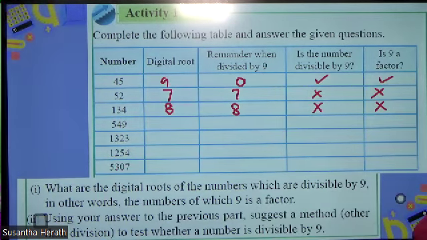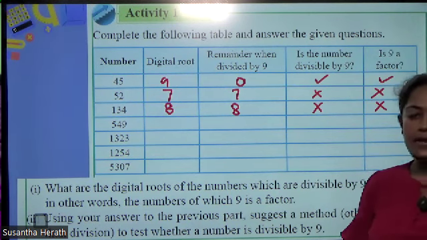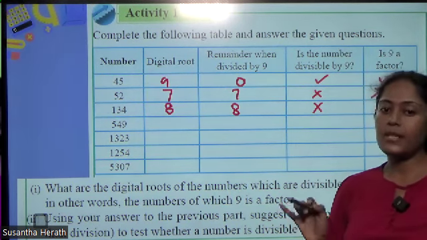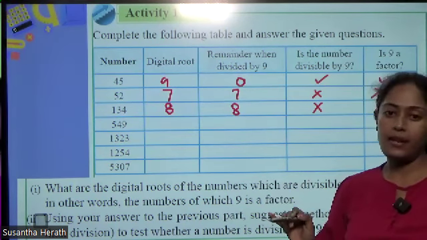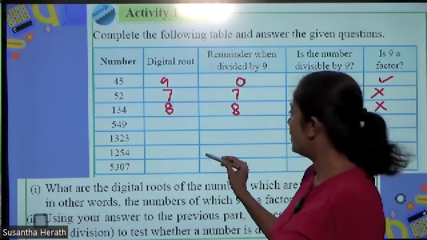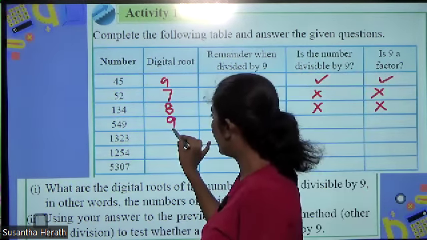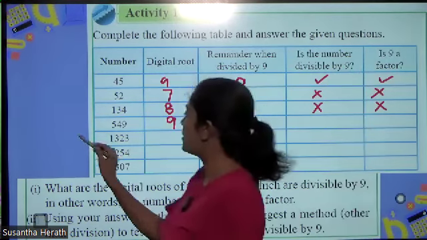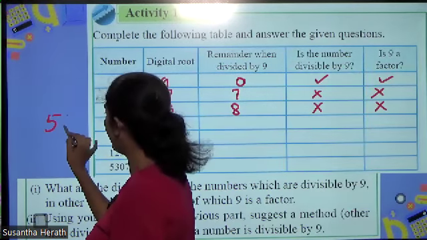549. What is the digital root? 5 plus 4, 9. 9 plus 9, 18. 18 means again 1 plus 8. Answer is 9. Then digital root is 9. Remainder when divided by 9. 549, shall we divide by 9?